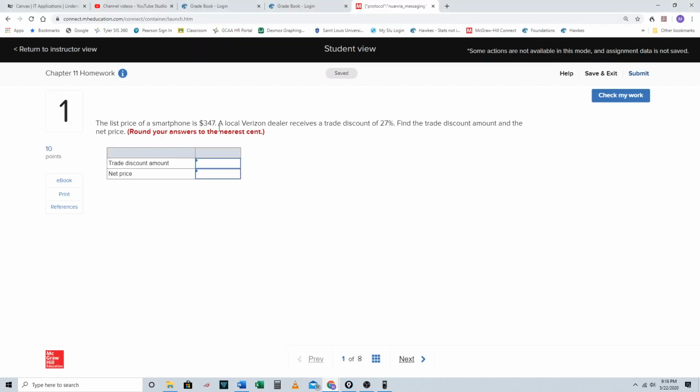So back here, this is the list price, and they want us to find the trade discount amount and the net price.